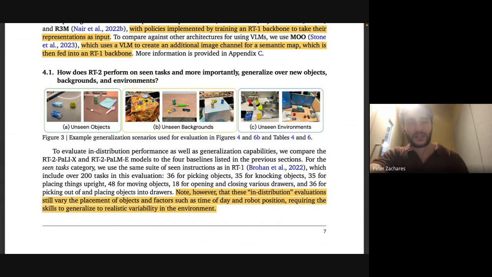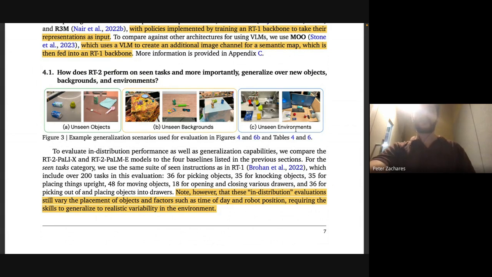Then for B, you can see examples of unseen backgrounds. And then C, you have examples of unseen environments. So unseen backgrounds and unseen environments seem a little bit similar to me, but I know what they're going for. These were probably all performed around the same table, which is why you see the same table there, with a different texture, or maybe they changed the table, but it's in the same room, in the same place, and that's what an unseen background is.